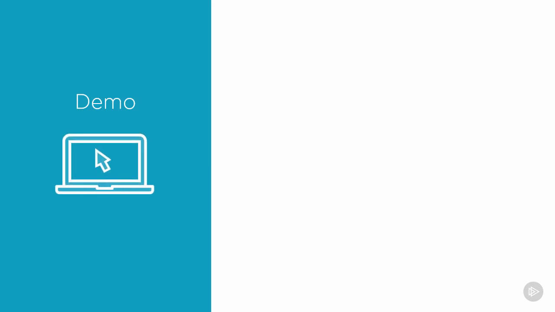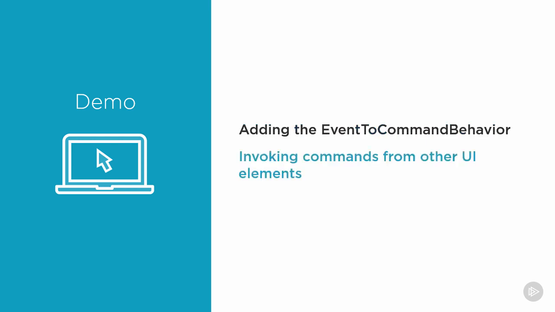Well, time for that demo. Let us return to our application and bring in support for behaviors. First, we'll create our custom behavior called the event-to-command behavior. Once we have added it, we will add it onto the behaviors collection of the list view so that we can invoke code by tapping on an item in the list.